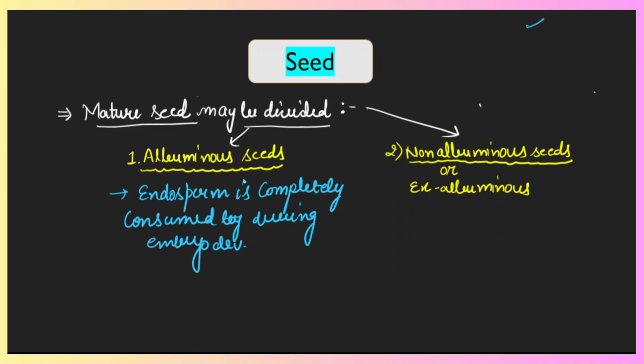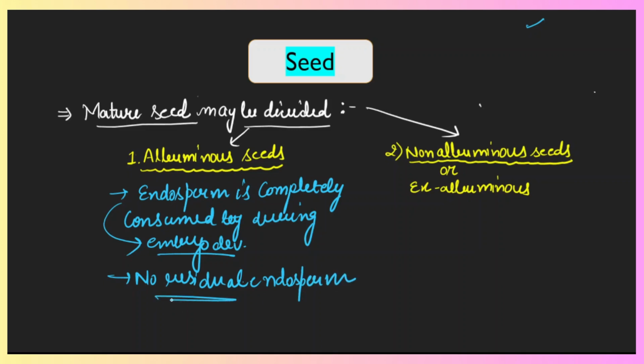Okay, so albuminous seeds are the seeds in which the endosperm is completely consumed during embryo development. Why is it completely consumed? Because the endosperm serves as food during embryo development, and no residual endosperm is left. That kind of seed is called an albuminous seed.